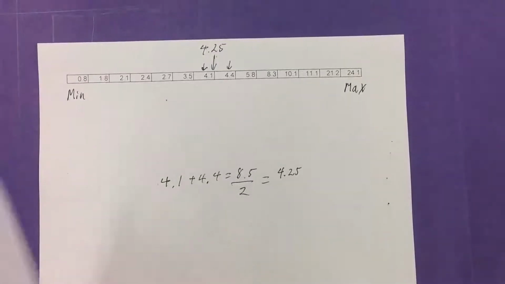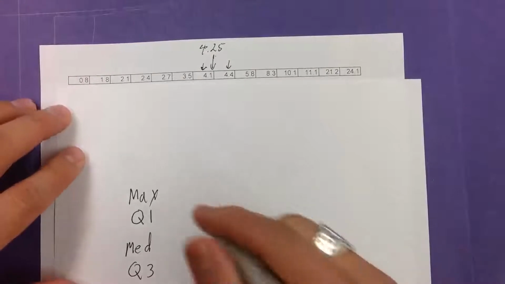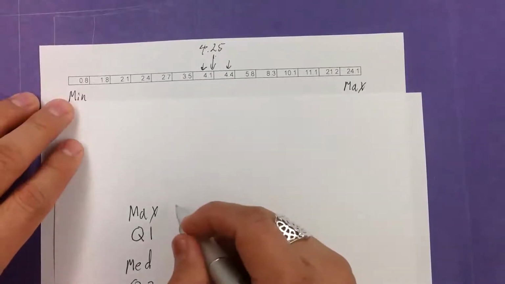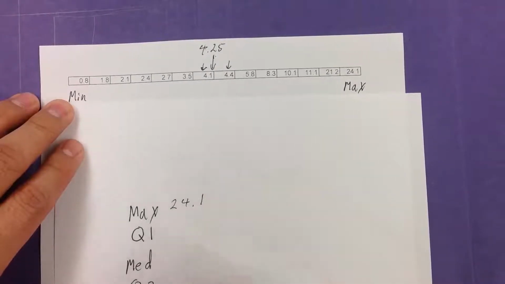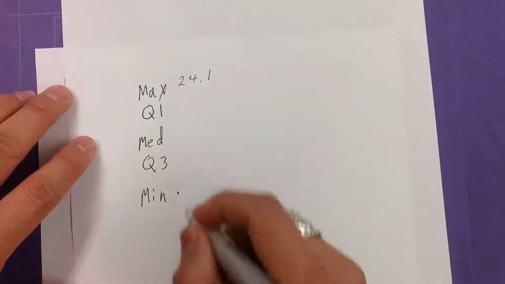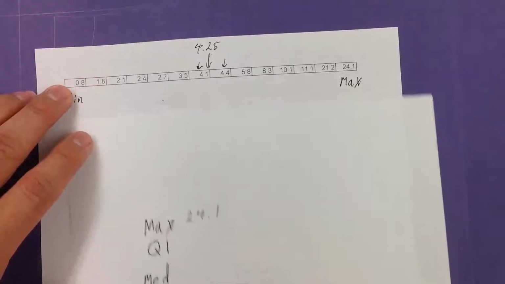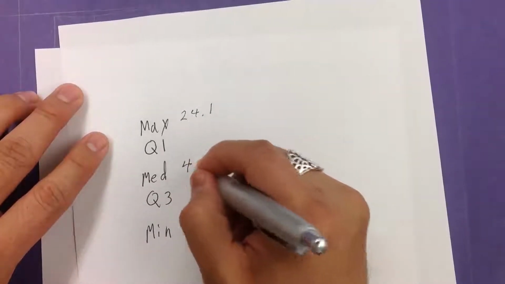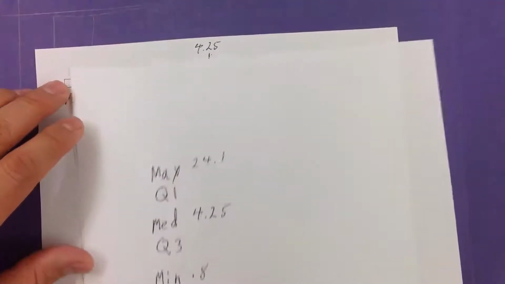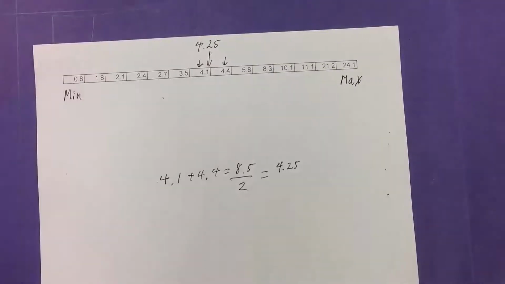So let me go ahead and start populating my little list over here. Our maximum is 24.1. Our minimum is 0.8. Our median is 4.25. And so that's it for that. I mean, you got this right here.